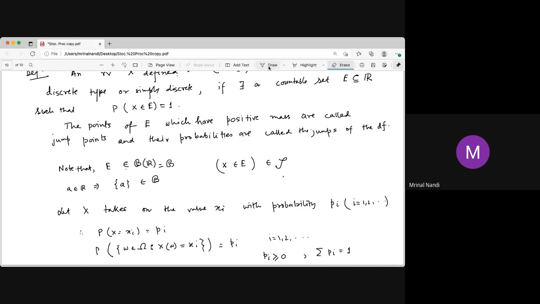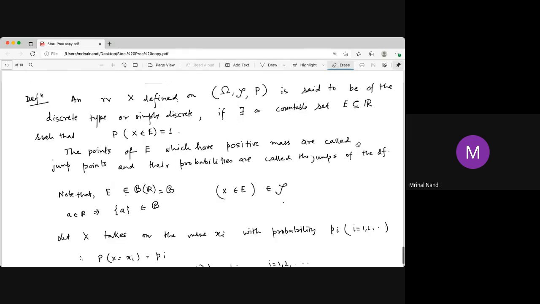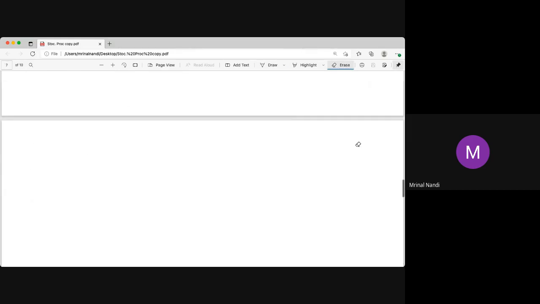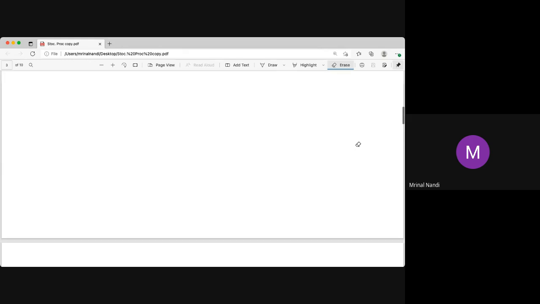Sorry, we wrote this in the last page. It is in the last page, so we are going up. Remember that the last page is the first one.